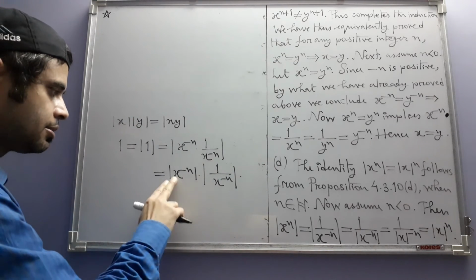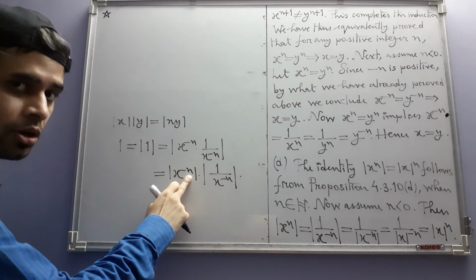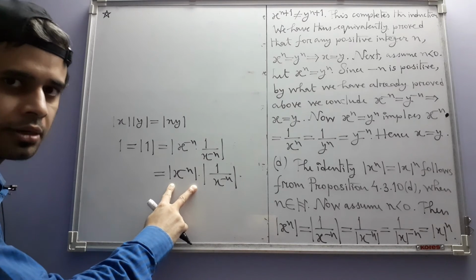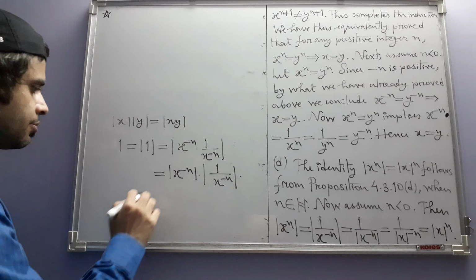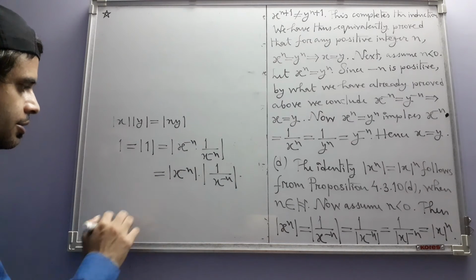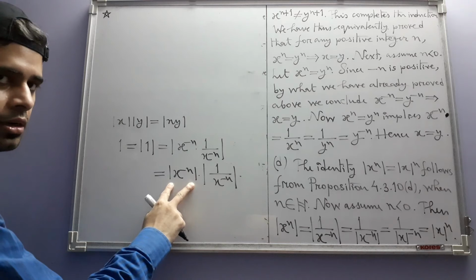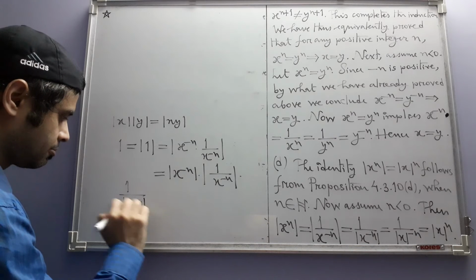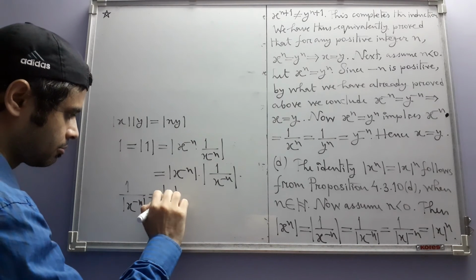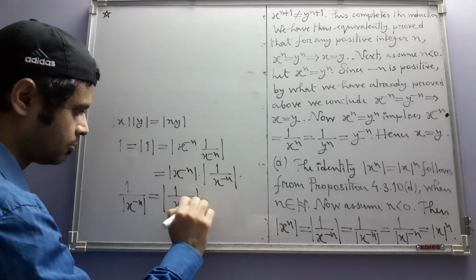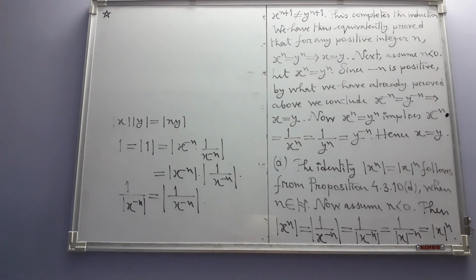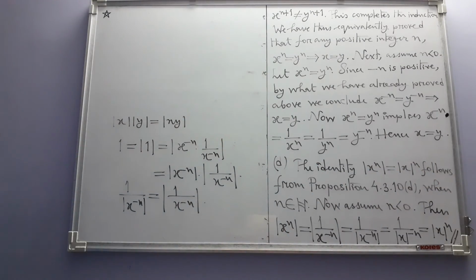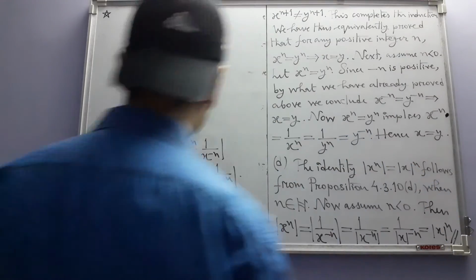So now, since x to the power minus n is non-zero, its absolute value is also non-zero by non-degeneracy of absolute value. So we can divide both sides by the reciprocal of this rational number. Doing so, we get this. So that's how that identity is coming. And this completes the solution to this exercise. So we can now move on to the next one.